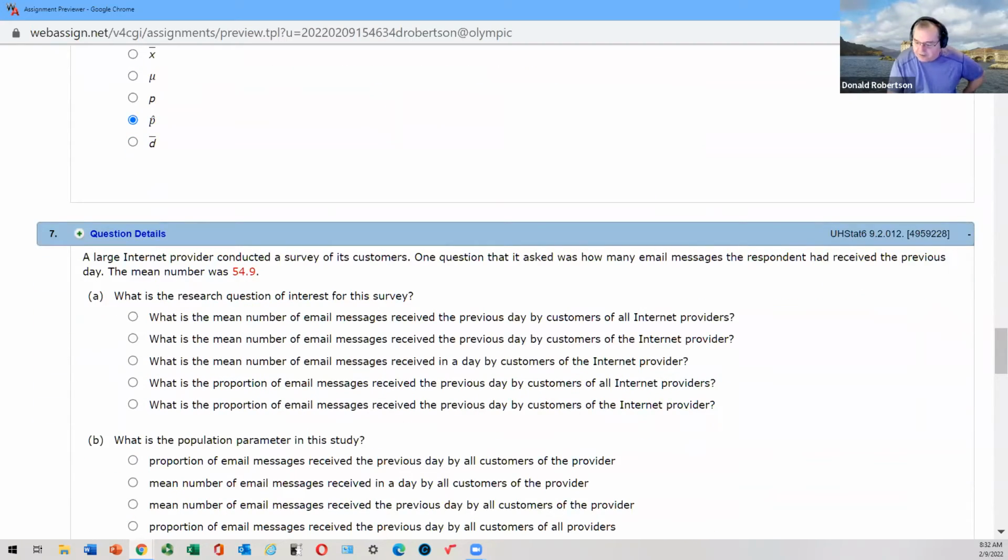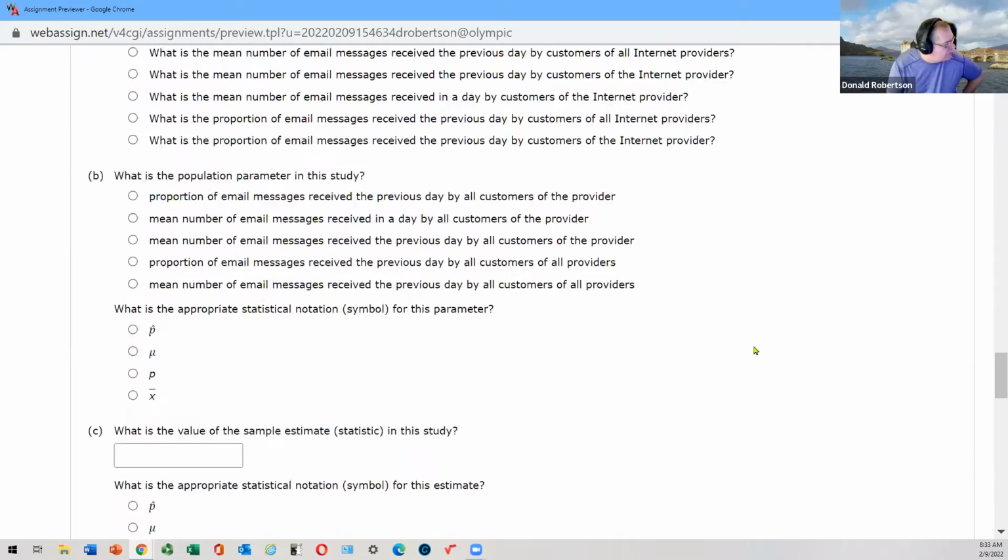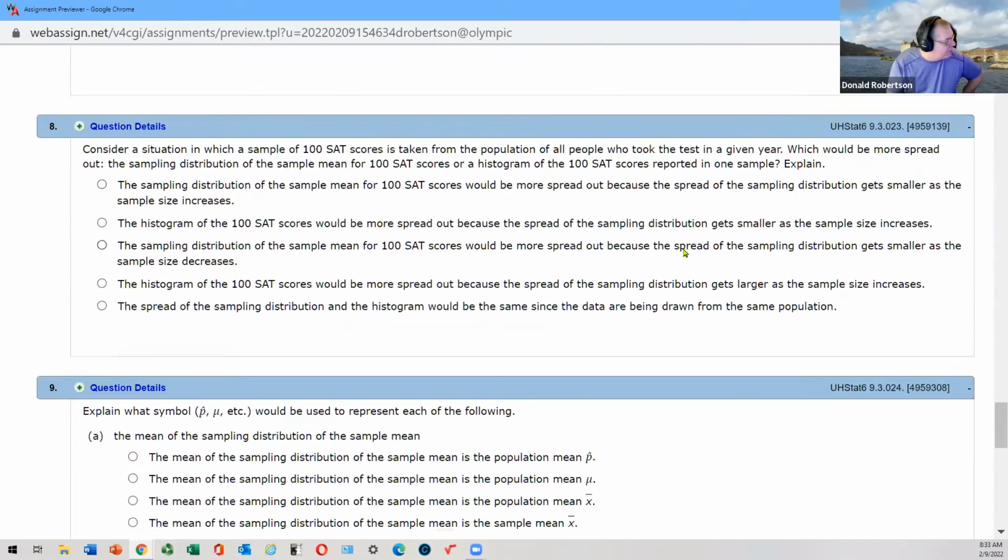Are we good so far? Do you feel this section basically is just going to ask you lots and lots of examples of, is this a parameter? Is this a statistic? What symbol do you use? X bar or P hat or mu, and so on. And that's what that one's about.